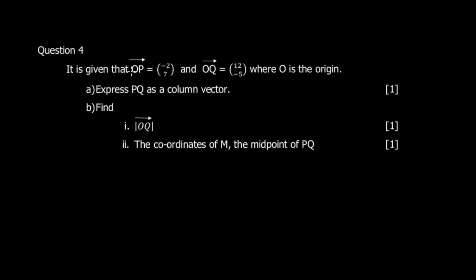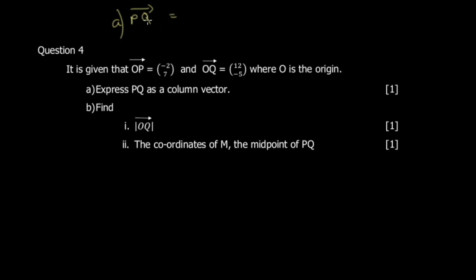Question 4 says it is given that OP is equal to (-2, 7) and OQ is equal to (12, -5), where O is the origin. Express PQ as a column vector. I'm going to use the space above here to save space, because we'll need to do several calculations. This one's very popular in ZIMSEC, where you're asked to find the column vector for a given vector. For example, you're given this in this notation, and then you're asked to find the column vector.